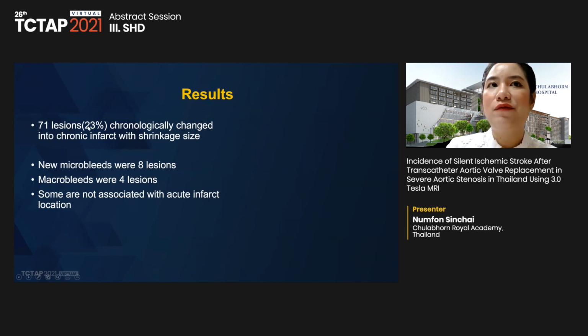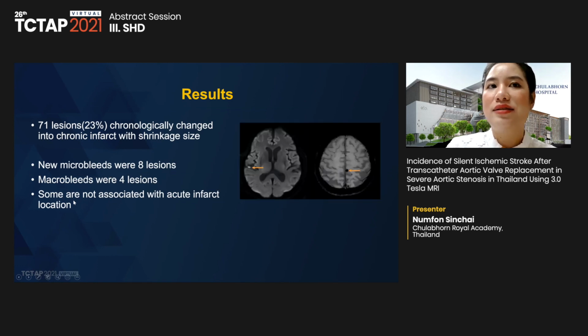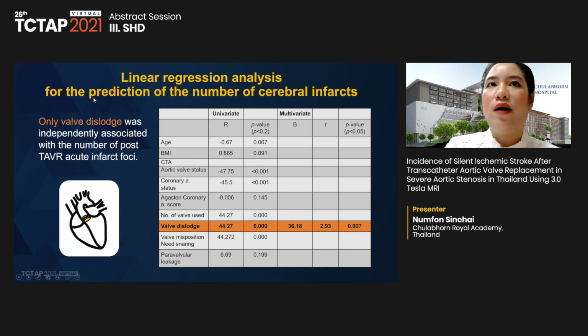We found that 23% of the lesions changed to chronic infarction. Furthermore, we found new microbleeds in 8 lesions and macrobleeds in 4 lesions, and some of the lesions are not associated with the acute infarction location, like the case I show you: the patient has embolic infarction at the right temporal lobe, but microbleed at the left parasagittal region. When we analyzed by linear regression the prediction of the number of cerebral infarctions, we found that only valve dislodgement was independently associated with the number of post-TAVI acute strokes.